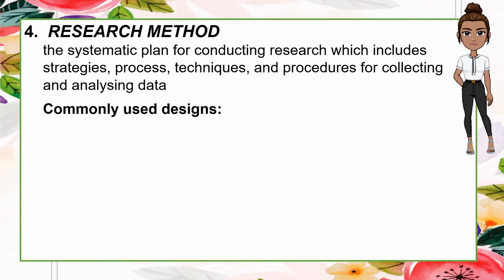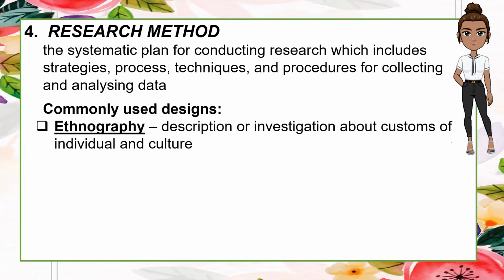Research method refers to the systematic plan for conducting research, which includes strategies, process, techniques, and procedures for collecting and analyzing data, according to MacDonald and Headlam 2008. There are 4 most commonly used qualitative designs that you can use. First, ethnography. If your research is about a description or investigation about customs of individual and culture, this design can be used, according to Ellis and Buckner in 1996.